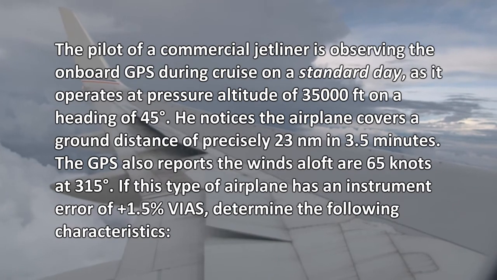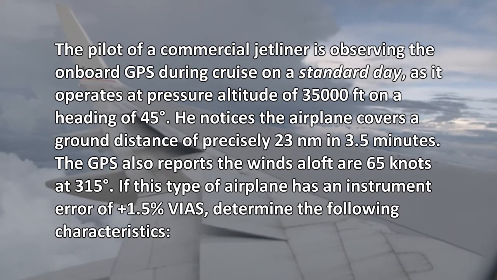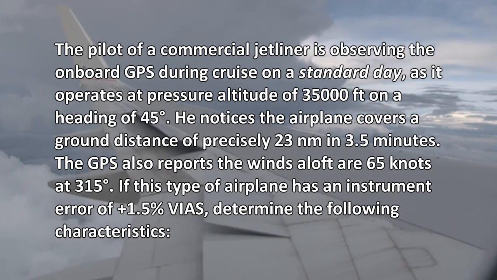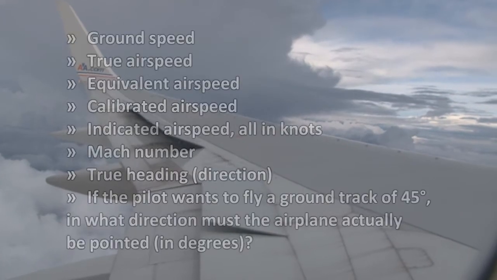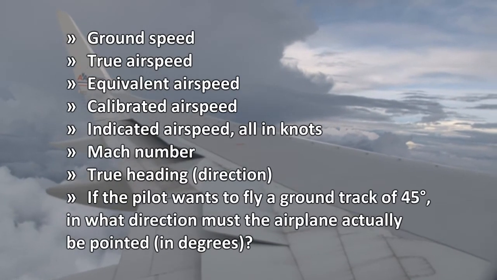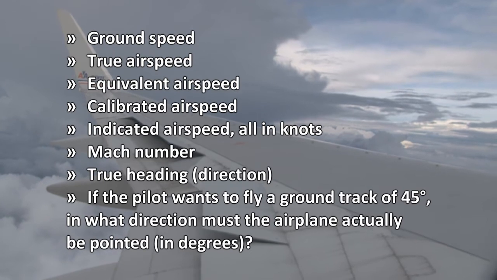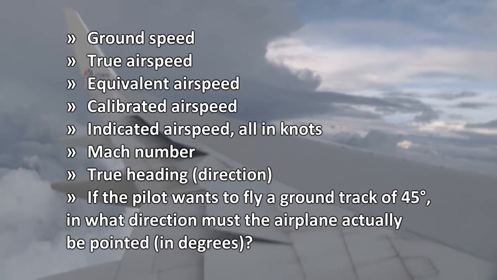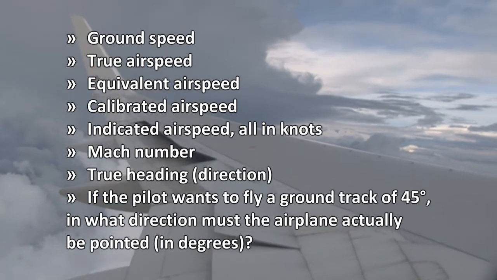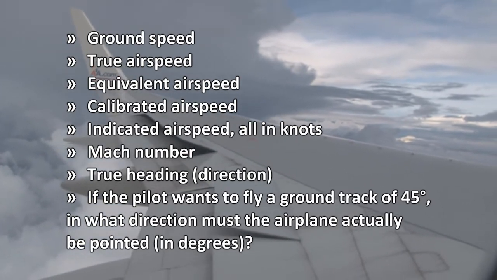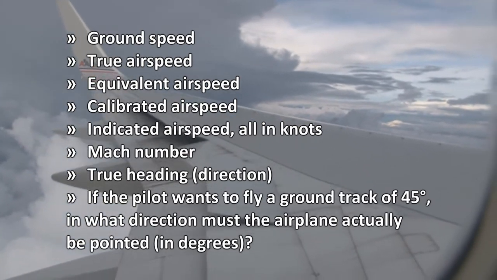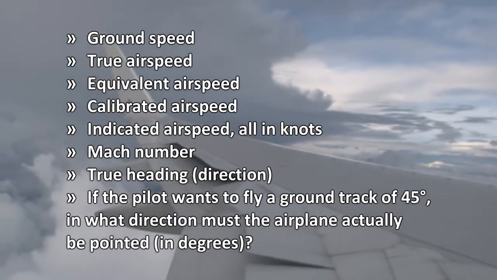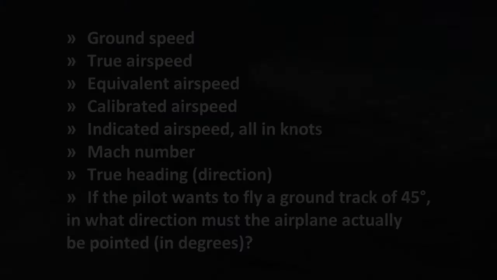If this type of airplane has an instrument error of 1.5% indicated, determine the following characteristics: ground speed, true airspeed, equivalent airspeed, calibrated airspeed, indicated airspeed, all in knots, Mach number, true heading, and if the pilot wants to fly a true heading or ground track of 45 degrees, in what direction must the airplane actually be pointed?